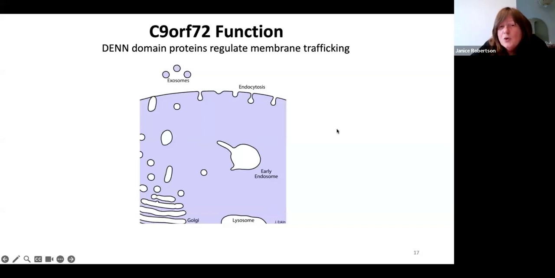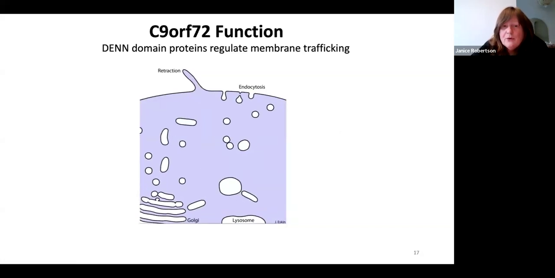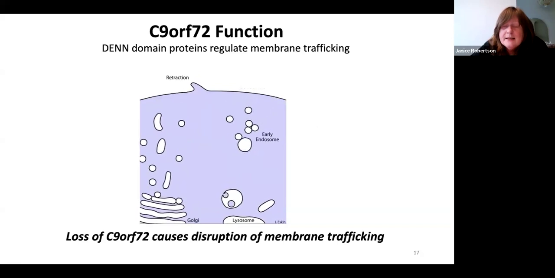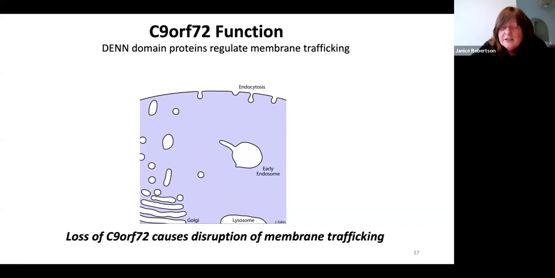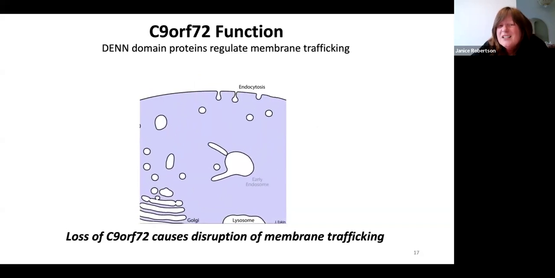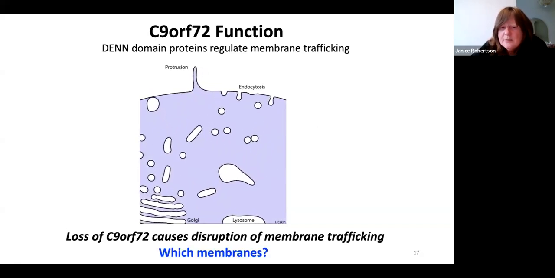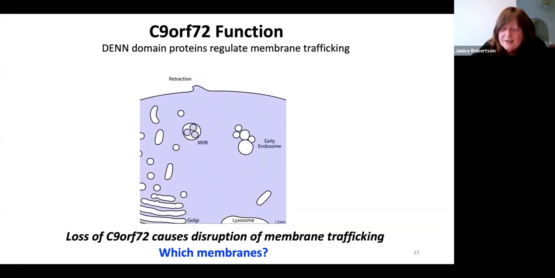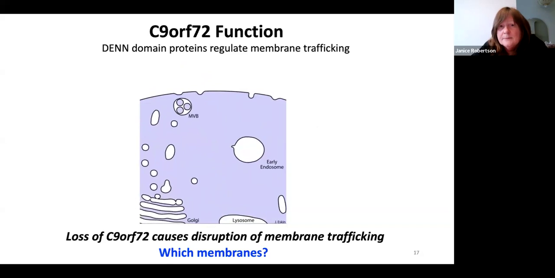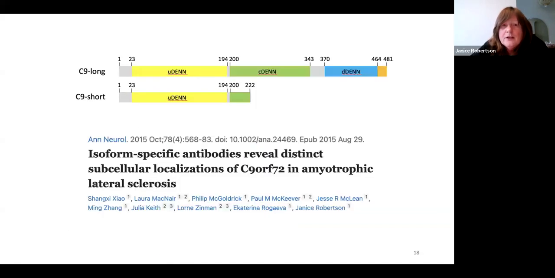The issue is that we don't exactly know which membranes C9orf72 is regulating, because if we don't have C9orf72, we would expect there's going to be problems in this membrane trafficking. So a big question is, which membranes is C9orf72 regulating? So a few years back, we made specific antibodies that we could use to detect C9orf72 in human tissues.